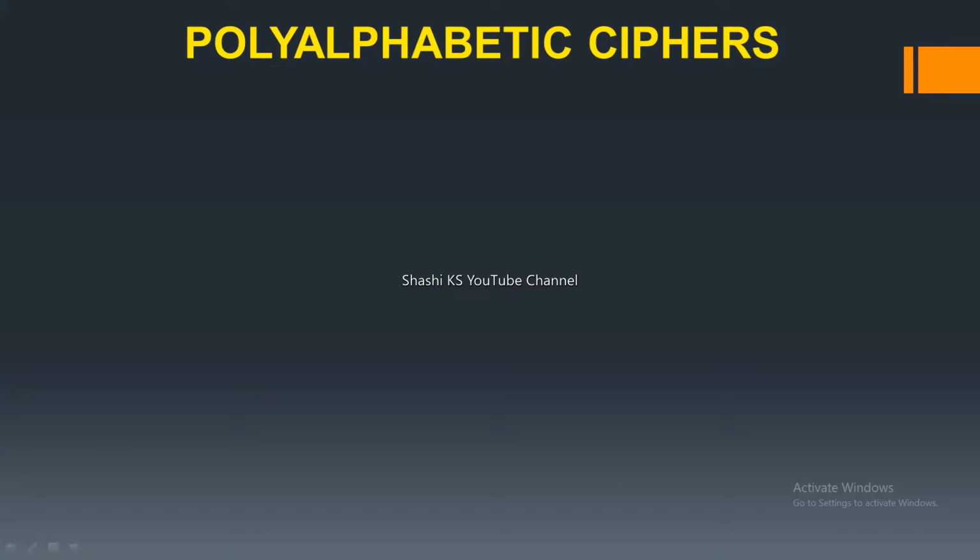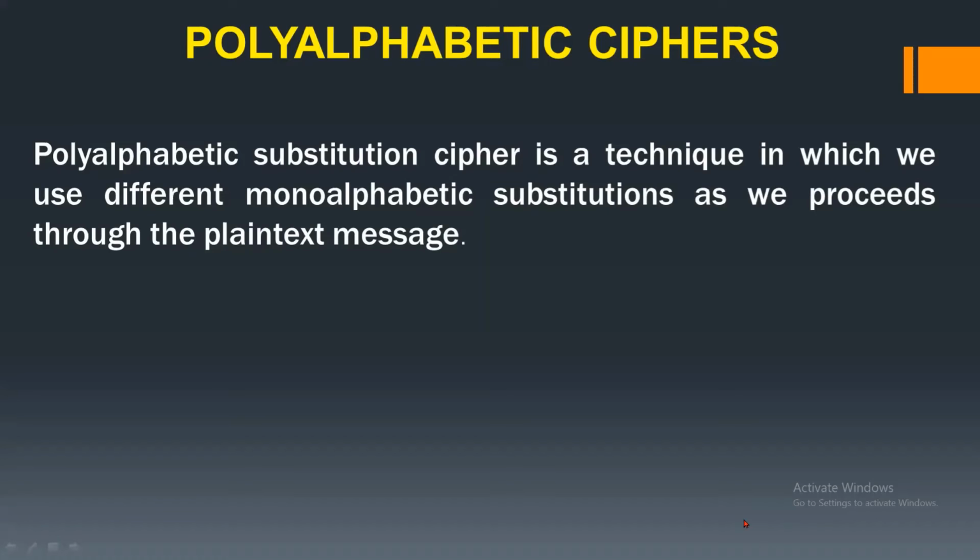Now we'll learn about polyalphabetic ciphers and specifically about the Vigenere cipher in this video. The polyalphabetic substitution cipher is a technique in which we use different monoalphabetic substitutions as we proceed through the plain text. In a monoalphabetic cipher, for every plain text alphabet, there is a unique cipher text alphabet. Each plain text alphabet is mapped to a unique cipher text alphabet.